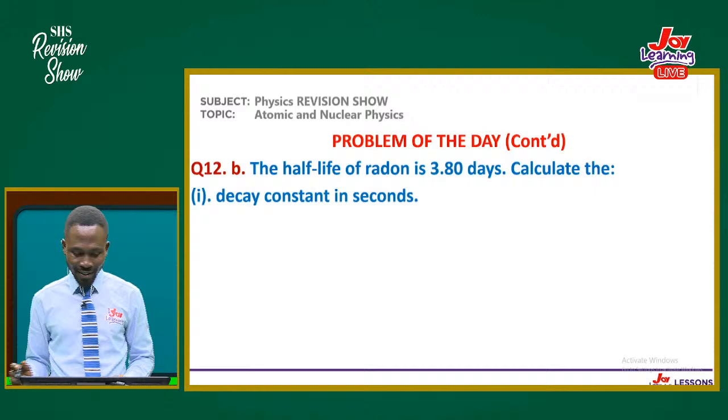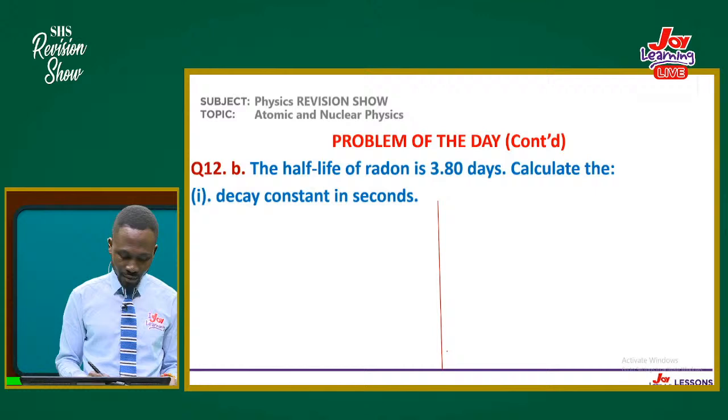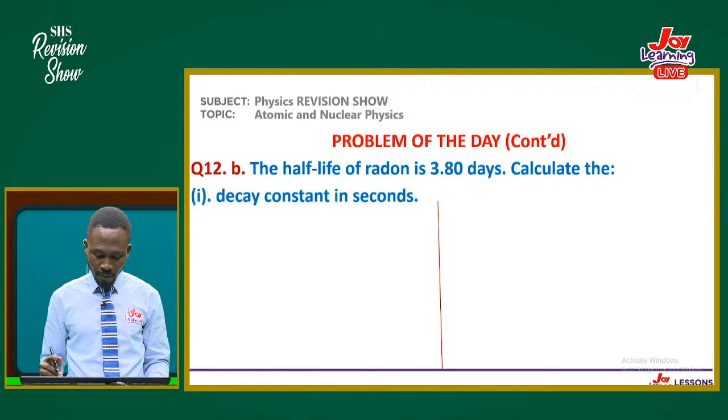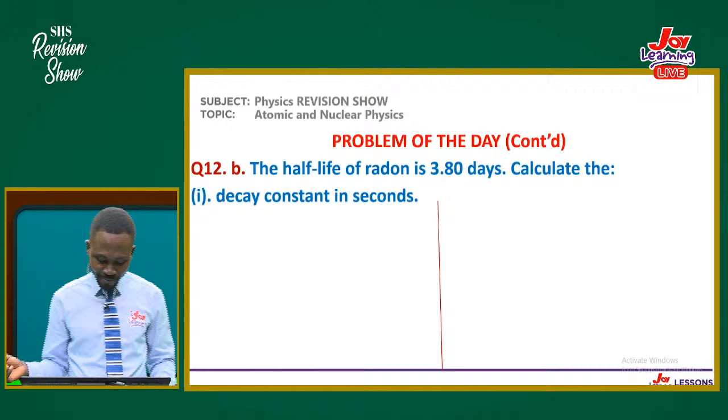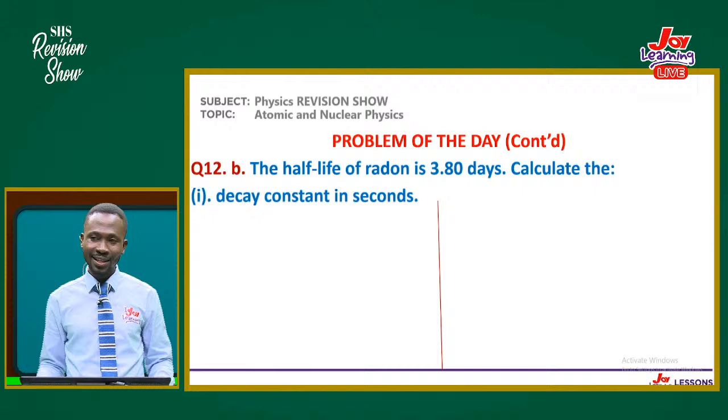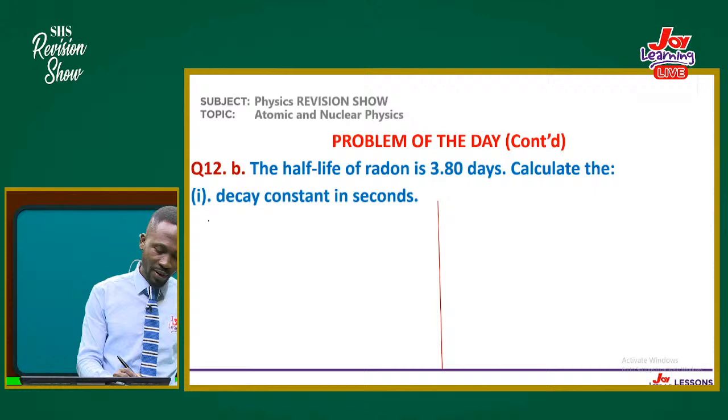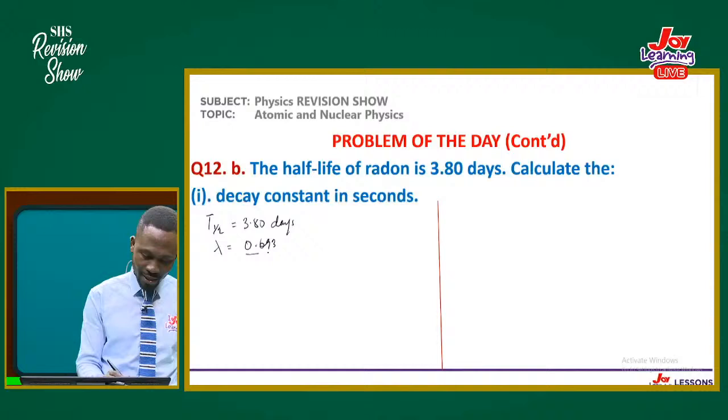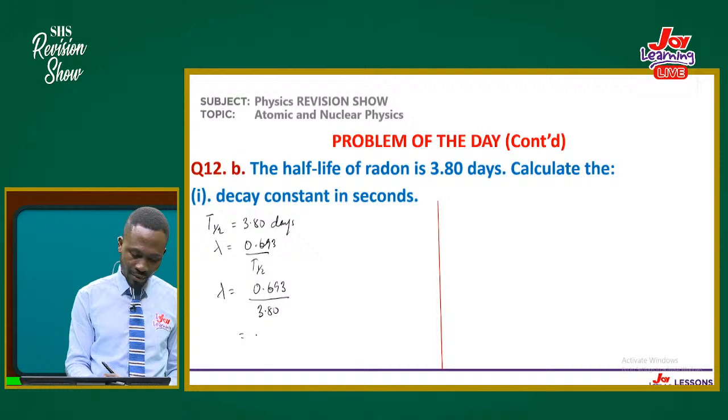So first of all, we need to find the decay constant. We have the half life to be 3.80 days. What will you use to represent the half life? We have capital T subscript 1 on 2, T subscript half, which is equal to 3.80 days. So we have the decay constant, which is lambda, equal to 0.693 all over the half-life. So lambda is equal to 0.693 all over 3.80. Then we have 0.182 per second.